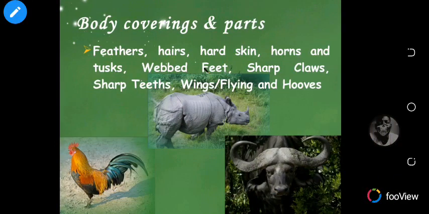Body coverings and parts. Certain animals are covered with feathers, others hair, others hard skin, horns, tusks, webbed feet, sharp claws, sharp teeth, wings for flying, and hooves. You can mention a few animals with these coverings, and it's a way to make sure they survive in their environments.